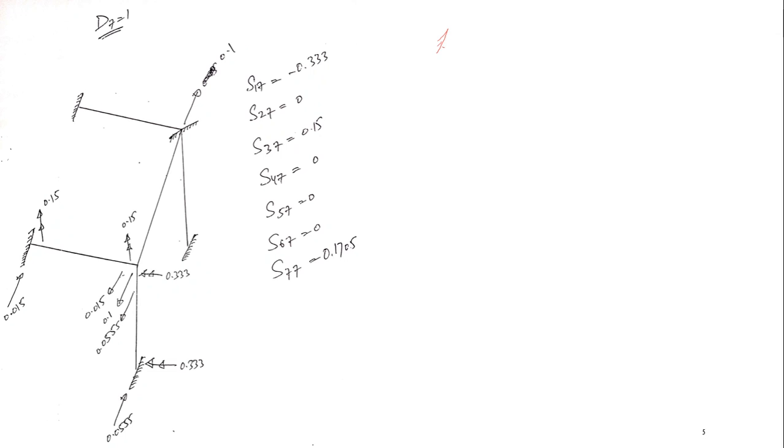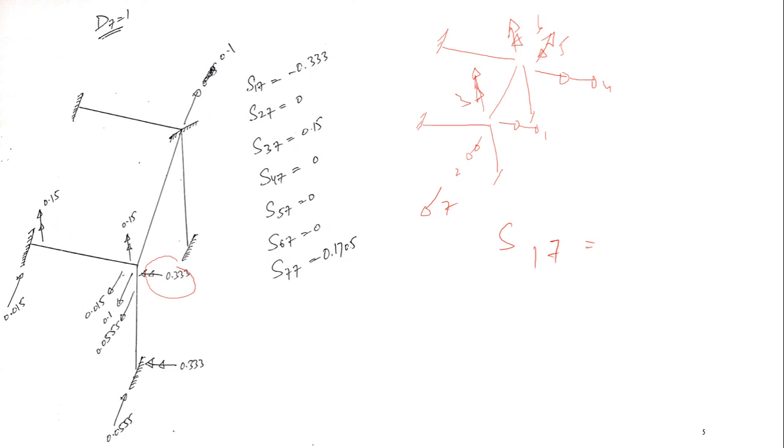I'm going to clear it, and finally I have to refer to the legend. I mean, the legend is like this. Just let me draw. It was 1 like this, 2 was like this, 3 was this, this was 4, this was 5, this was 6, and this was 7. Now S71, corresponding to 1, I have got this, and the direction is opposite to this, so minus 0.33.